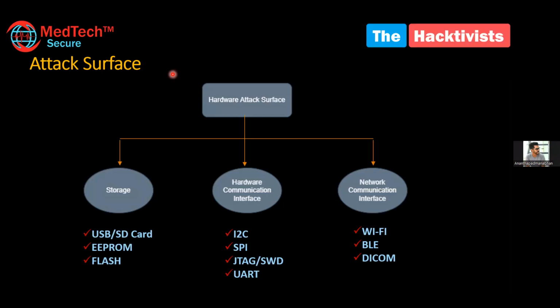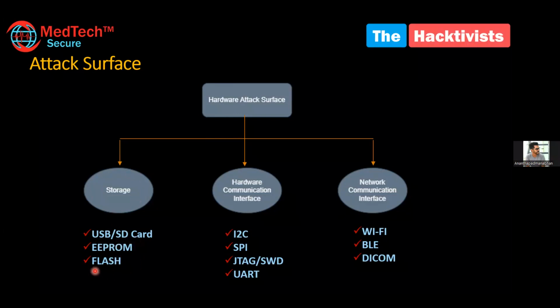So the next part is the attack surface. Now we have a basic understanding of what all the components are which we will be mainly focusing on from the security perspective. That we can split into three categories mainly. This is actually a high level architectural overview. Mainly we can split into storage, hardware communication interface, and network communication interface. For the storage part, we have already discussed the flash, EEPROM, and the USB or SD card.